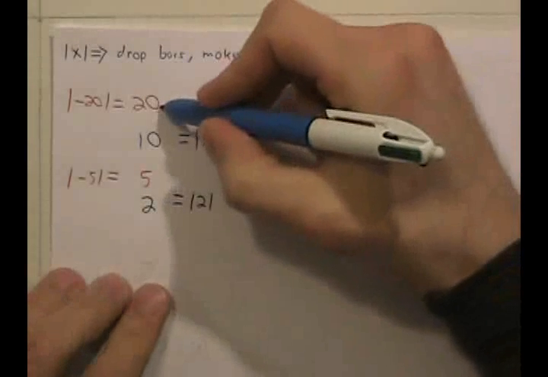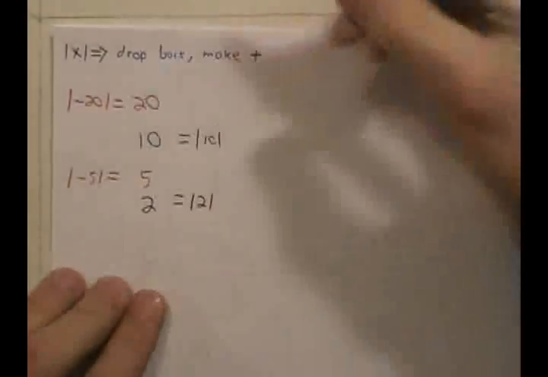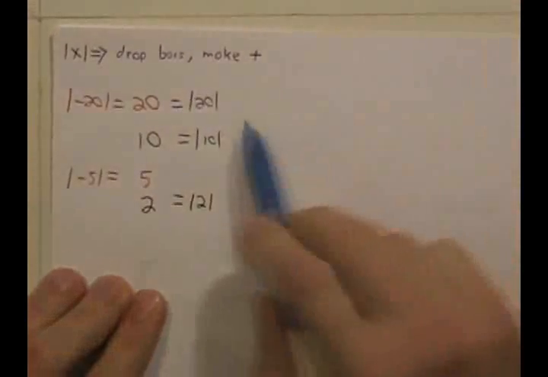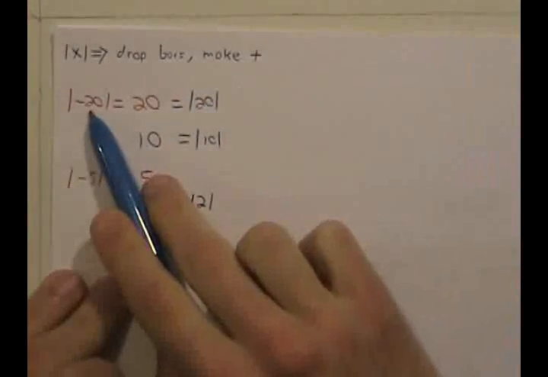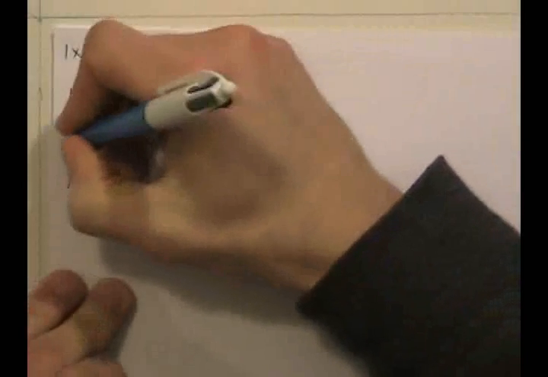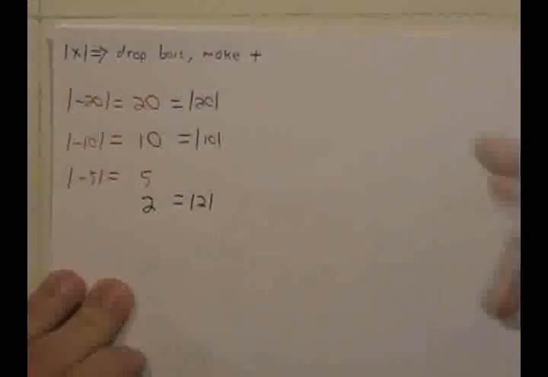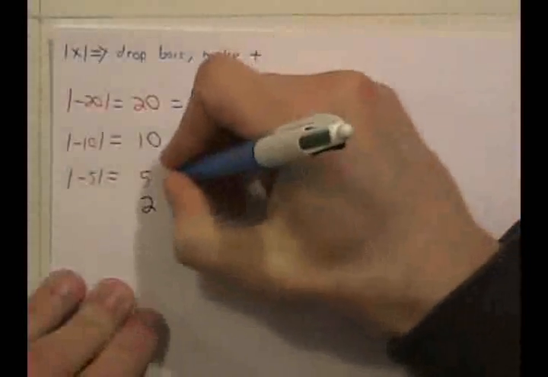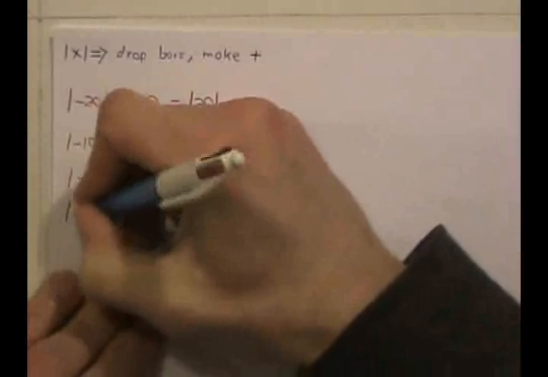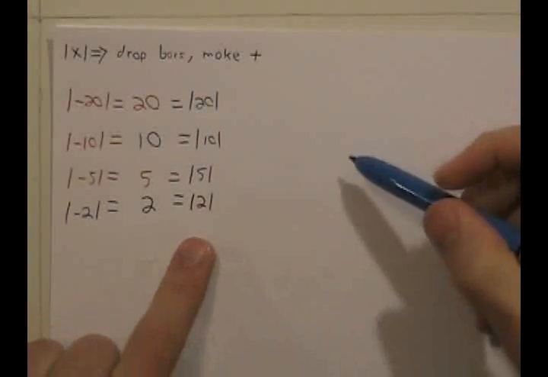So there are two numbers that have an absolute value of 20. One is minus 20, and the other is its opposite, 20. So had I put either of these into the absolute value bars, 20 would have come out in both cases. Similarly, absolute value of minus 10 will give you 10, absolute value of minus 5 is 5, and also absolute value of 5 is 5, and so on. So absolute value of minus 2 is also 2. This is crucial for us, okay?